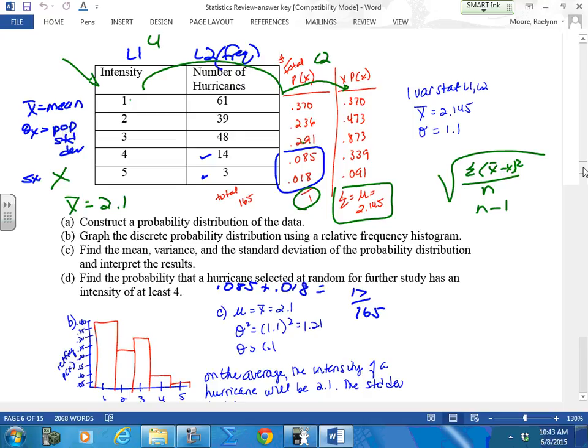Okay? To kind of come back, the probabilities? No?